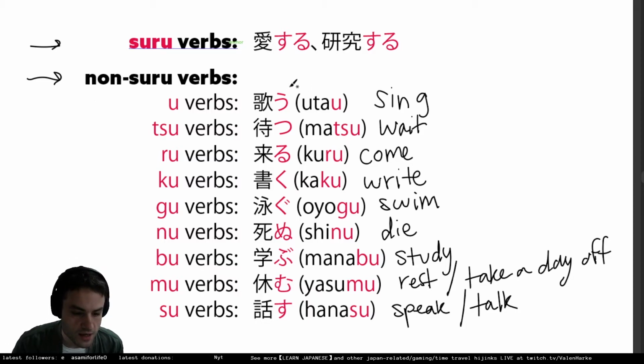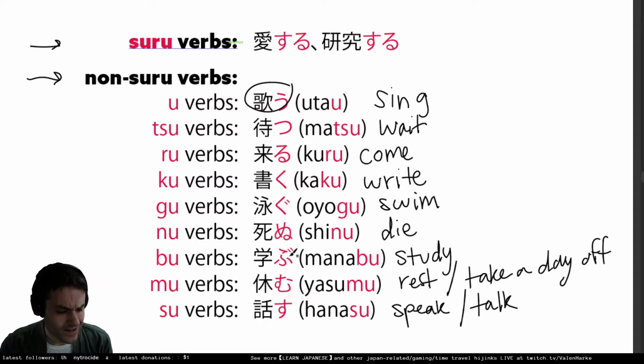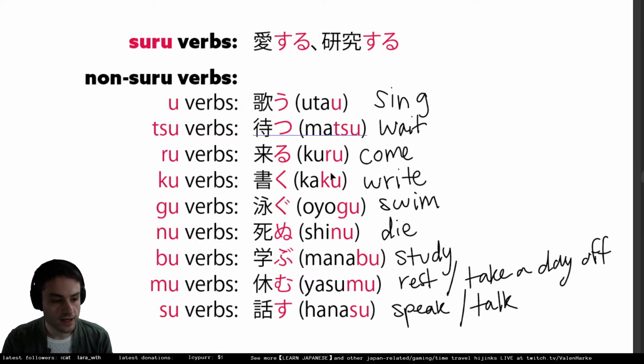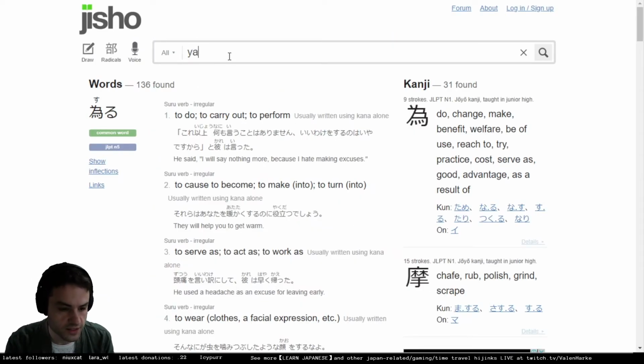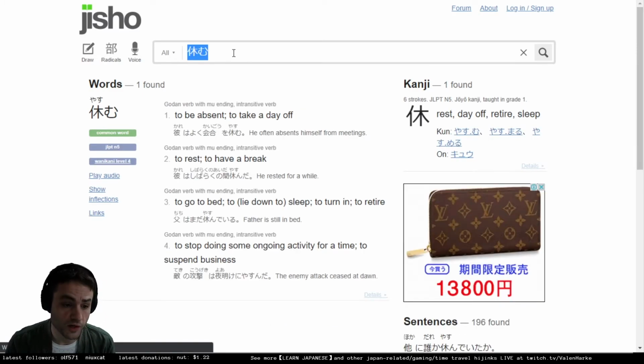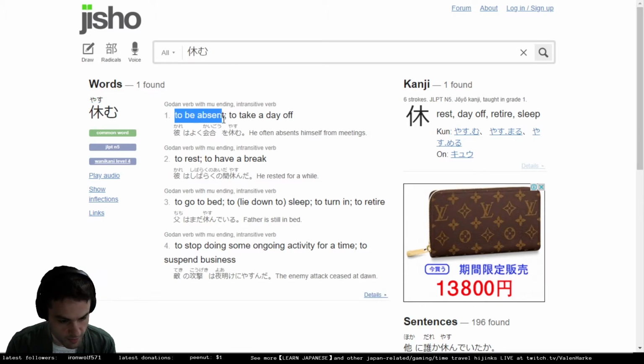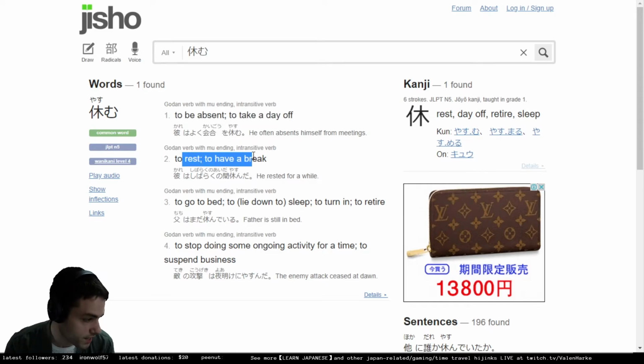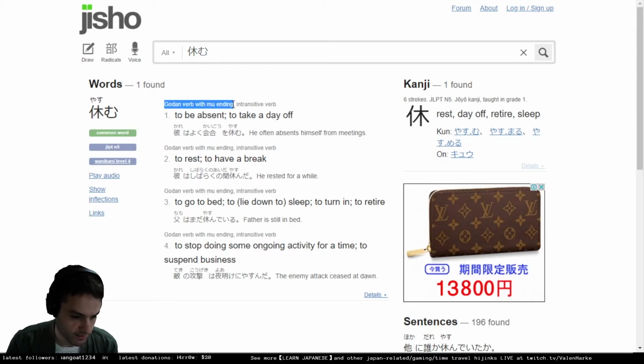So now whenever you see a kanji attached to a hiragana like this, even if you don't have trusty teacher Valen at your side, you can probably deduce, hey, this is probably a verb, and you can go ahead and look it up. For example, let's take yasumu. Say you come across this and want to look it up. It tells you what it is: to be absent, to take a day off, to rest, to have a break, just like I said. And it's going to say godan verb with a mu ending.